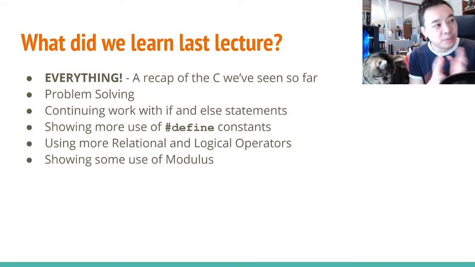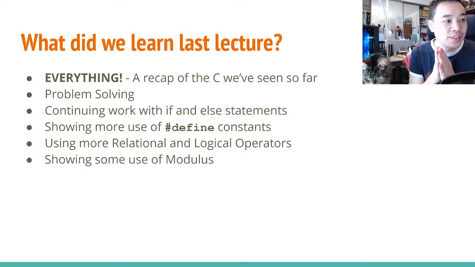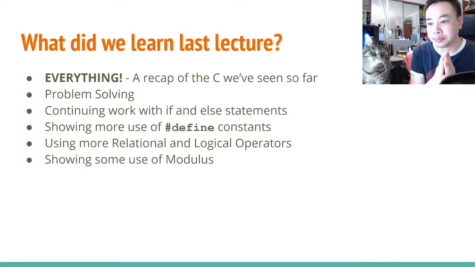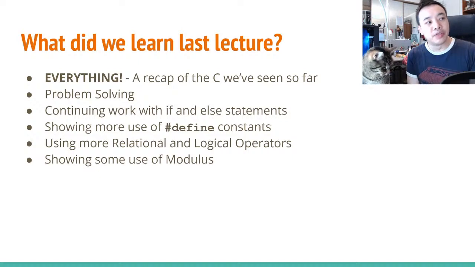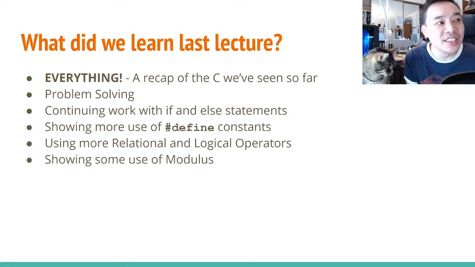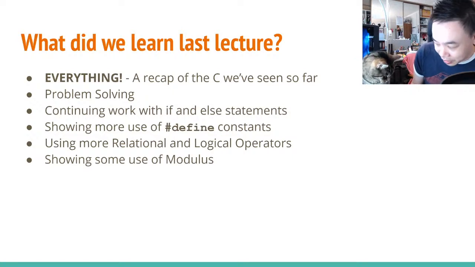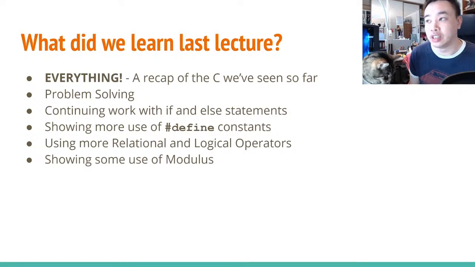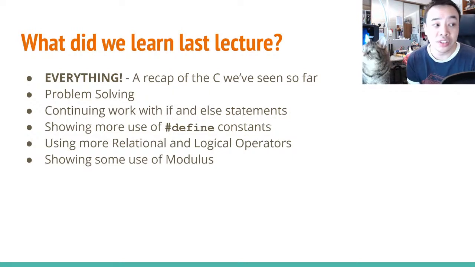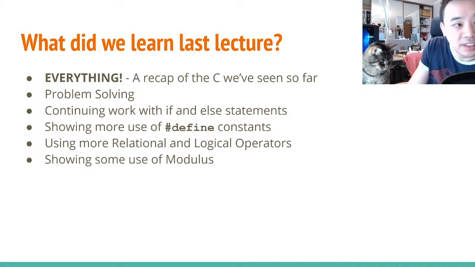We also did a little bit about using hash defines for things, and we also showed a little bit of use of modulus. And there was a very interesting discussion about modulus that actually happened after the lecture finished. That was the fact that Python and C actually deal with negative modulus in different ways. So that's very interesting and potentially awkward in a sense, because you can't always trust programming languages to do the exact same thing as each other.